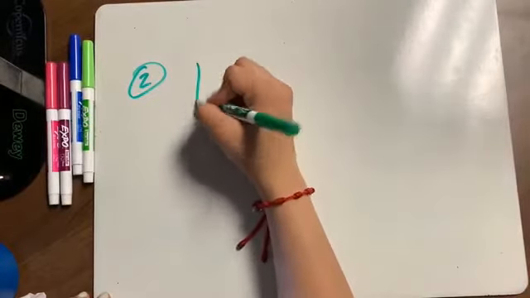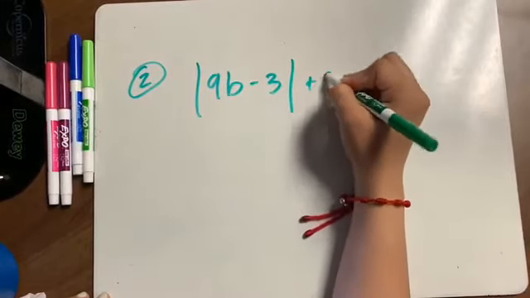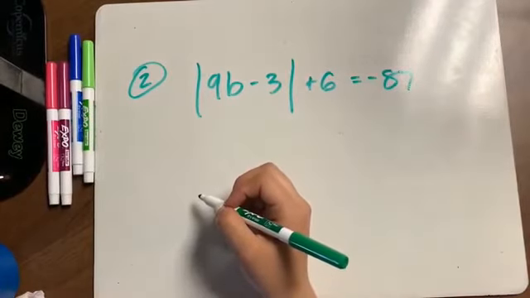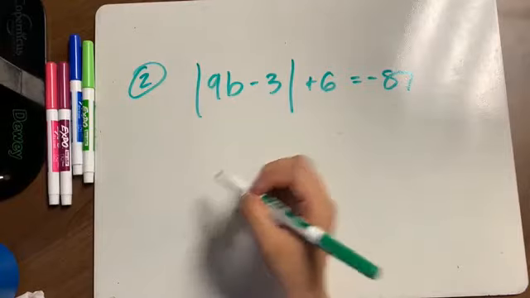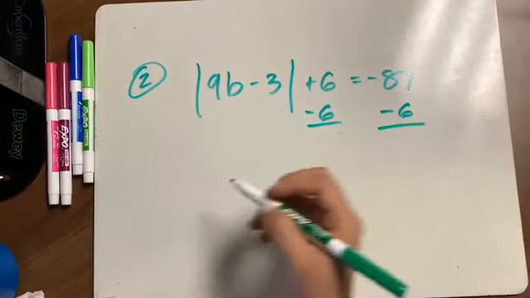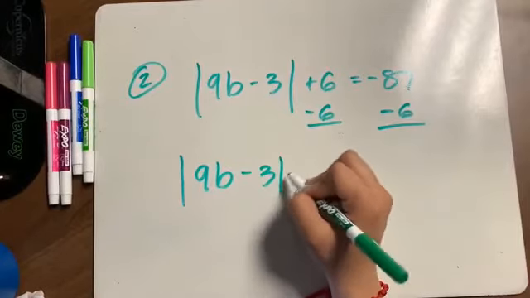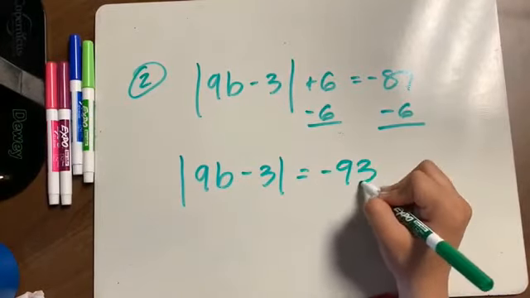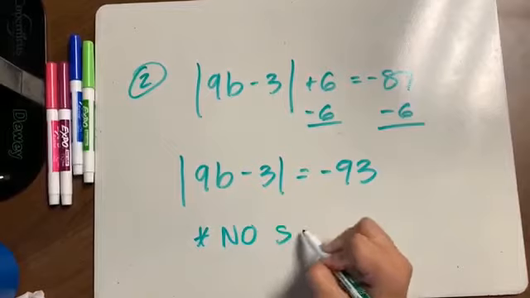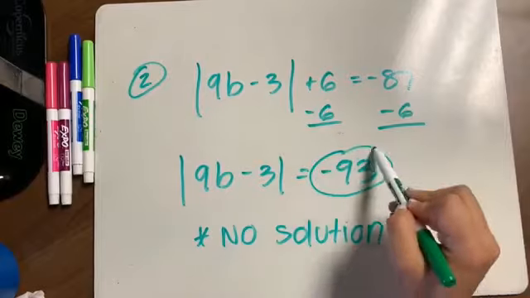For our second problem, you will solve for b in the equation absolute value of 9b minus 3 absolute value plus 6 equals negative 87. Our first step is to subtract 6 to both sides. You are left with the absolute value of 9b minus 3 equals negative 93. Now that we have the absolute value by itself, we can see that the equation has no solution because absolute value functions cannot be negative.